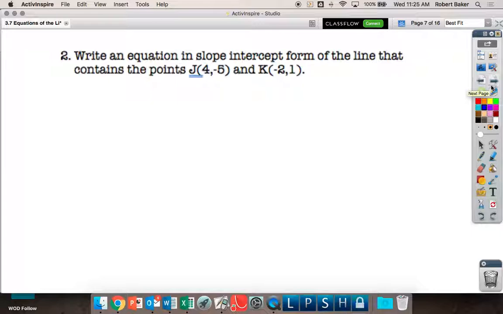So it says, write an equation in slope-intercept form of the line that contains points J and K. So at this point, I need to write a full equation. Here's where a student has so many options, they're not sure what to do. What would you do first? What do you need to write an equation? You need a slope, right? Let's calculate slope first.